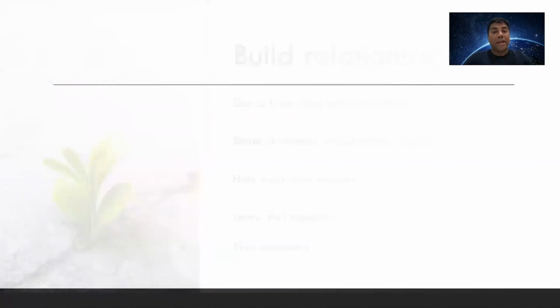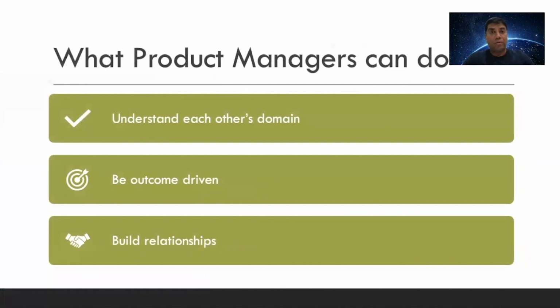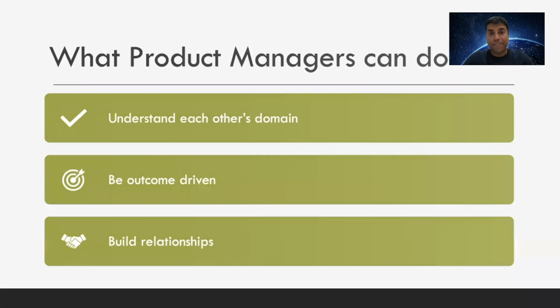That helps you as a product manager to work effectively with your cross-functional teams. So what product managers can do: understand each other's domain, be outcome-driven, and build relationships. With these 3 things, I think as a product manager, you can work effectively with cross-functional teams.